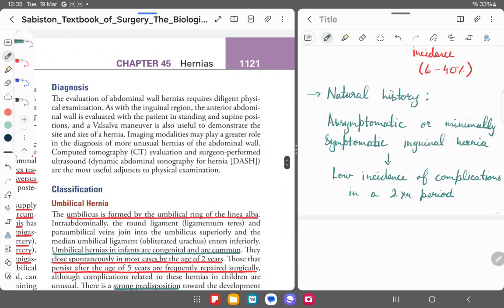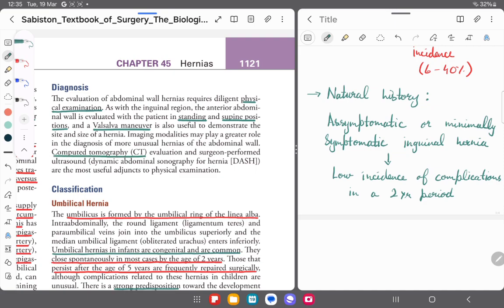So now the diagnosis. Evaluation of abdominal wall hernias requires diligent physical examination. As with the inguinal region, the anterior abdominal wall is evaluated with the patient in standing and supine positions. A Valsalva maneuver is also useful to demonstrate the size and site of the hernia. Imaging modalities may play a greater role in the diagnosis, such as CT evaluation and surgeon-performed ultrasound.